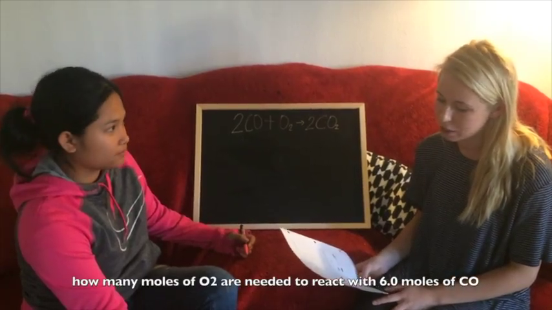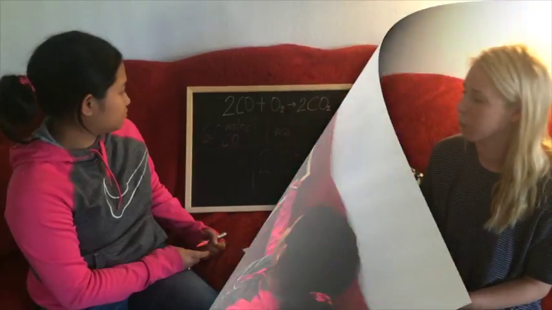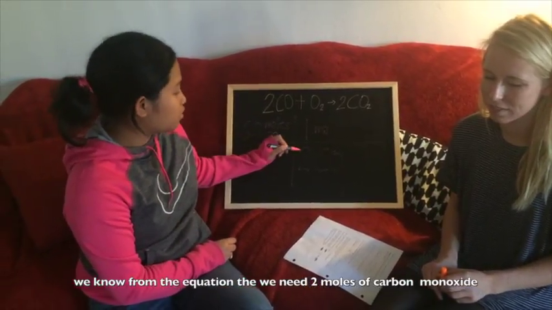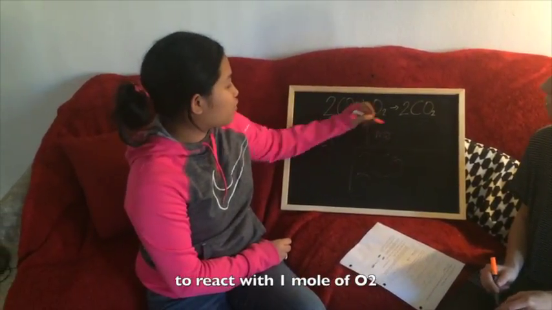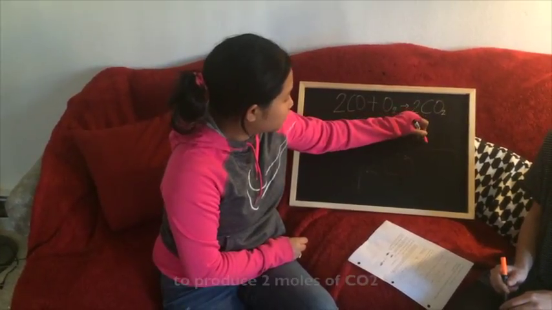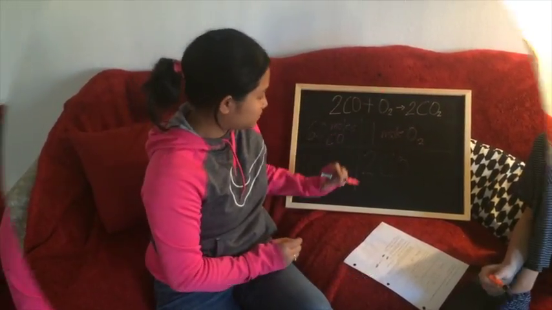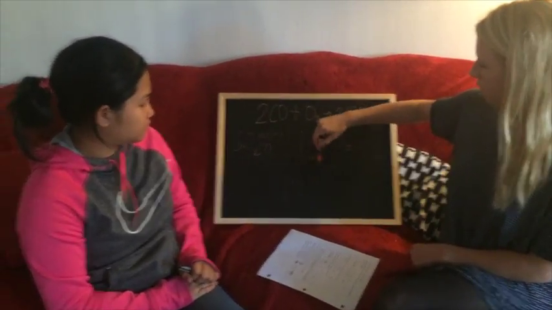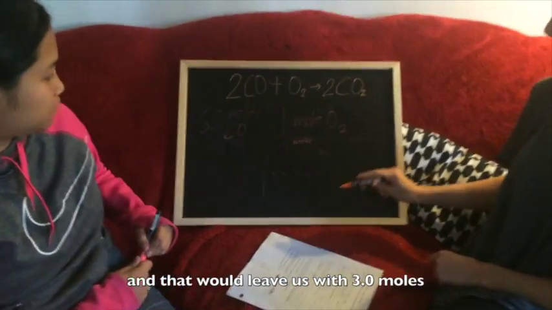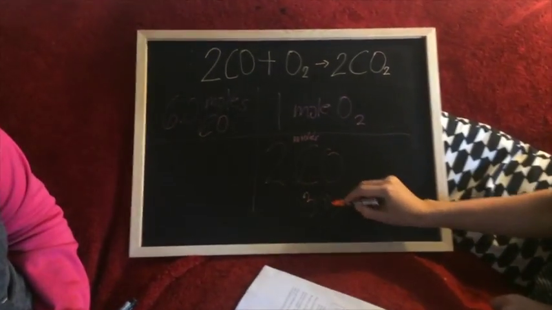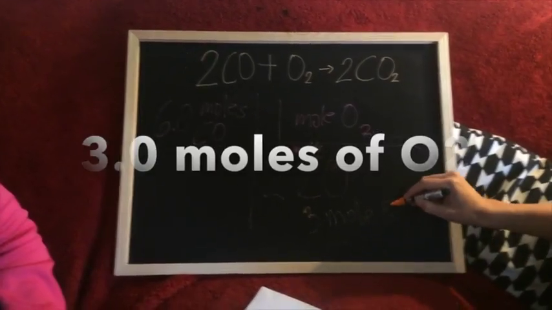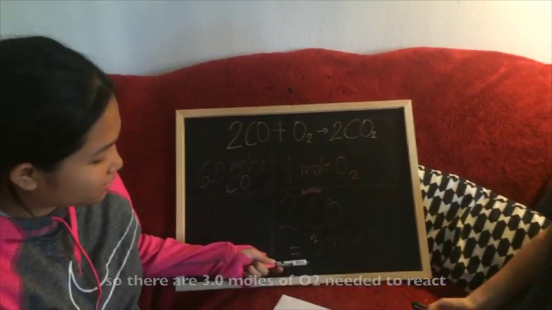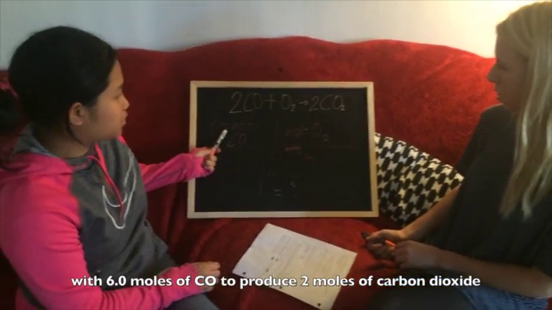How many moles of O2 will be needed to react with 6 moles of CO? We start with 6 moles of CO. We know from the equation that we need 2 moles of carbon monoxide to react with 1 mole of O2 to produce 2 moles of CO2. In this equation, we would cancel out the moles of CO again. And that would leave us with 3 moles of O2. So there are 3 moles of O2 needed to react with 6 moles of CO to produce 2 moles of carbon dioxide.